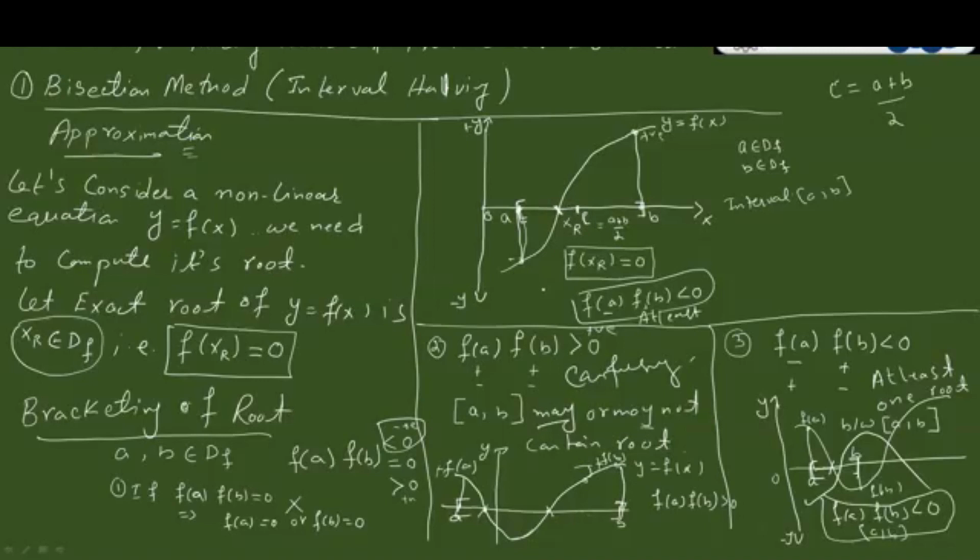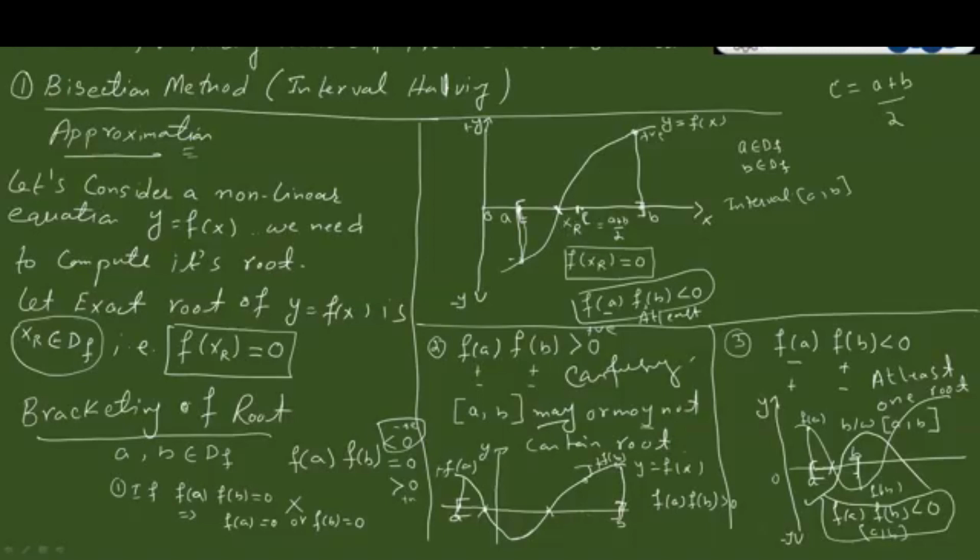Think about it. I'm not saying this is a root, but based on this logic you have to halve the interval. So my question is, could this be a root or not? We know that the exact root is XR, and if I put XR in the function, I will get 0. But I don't know where it is situated. I know that it is situated between A and B, so I am trying to approximate that XR. I want to search for it.